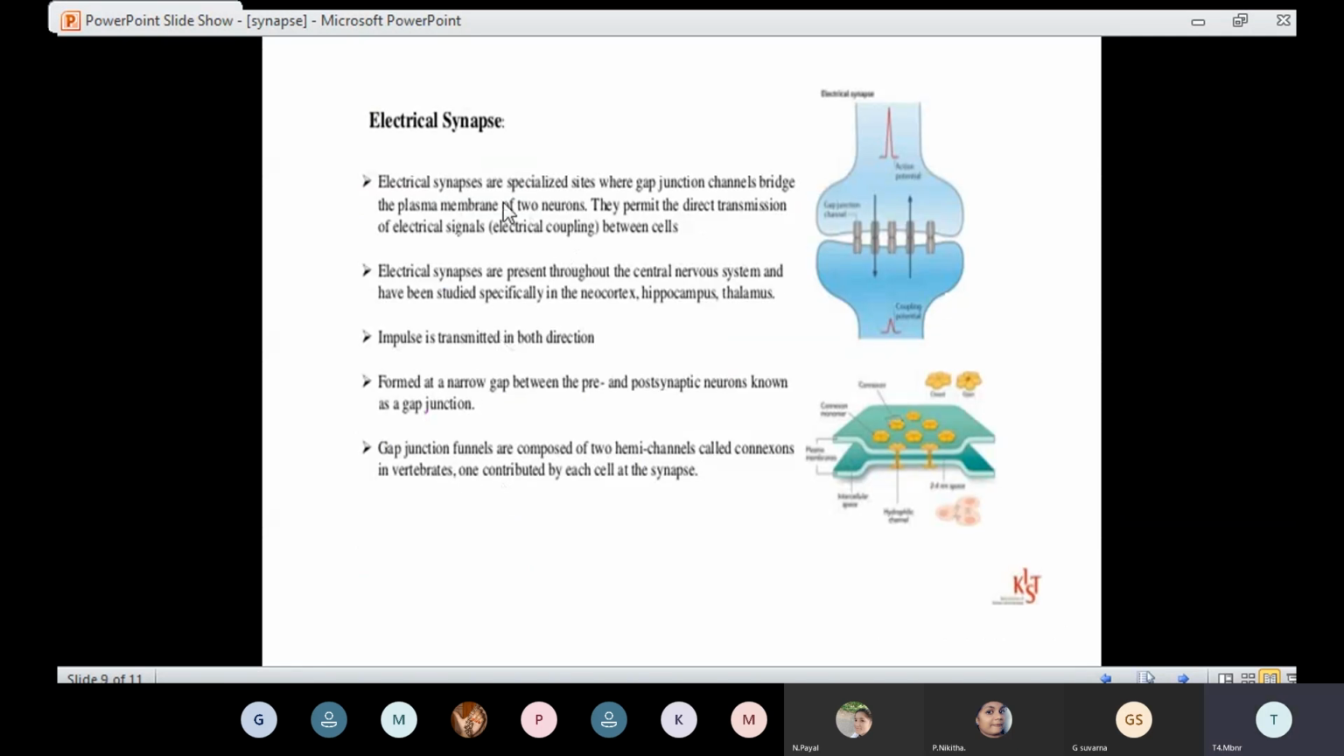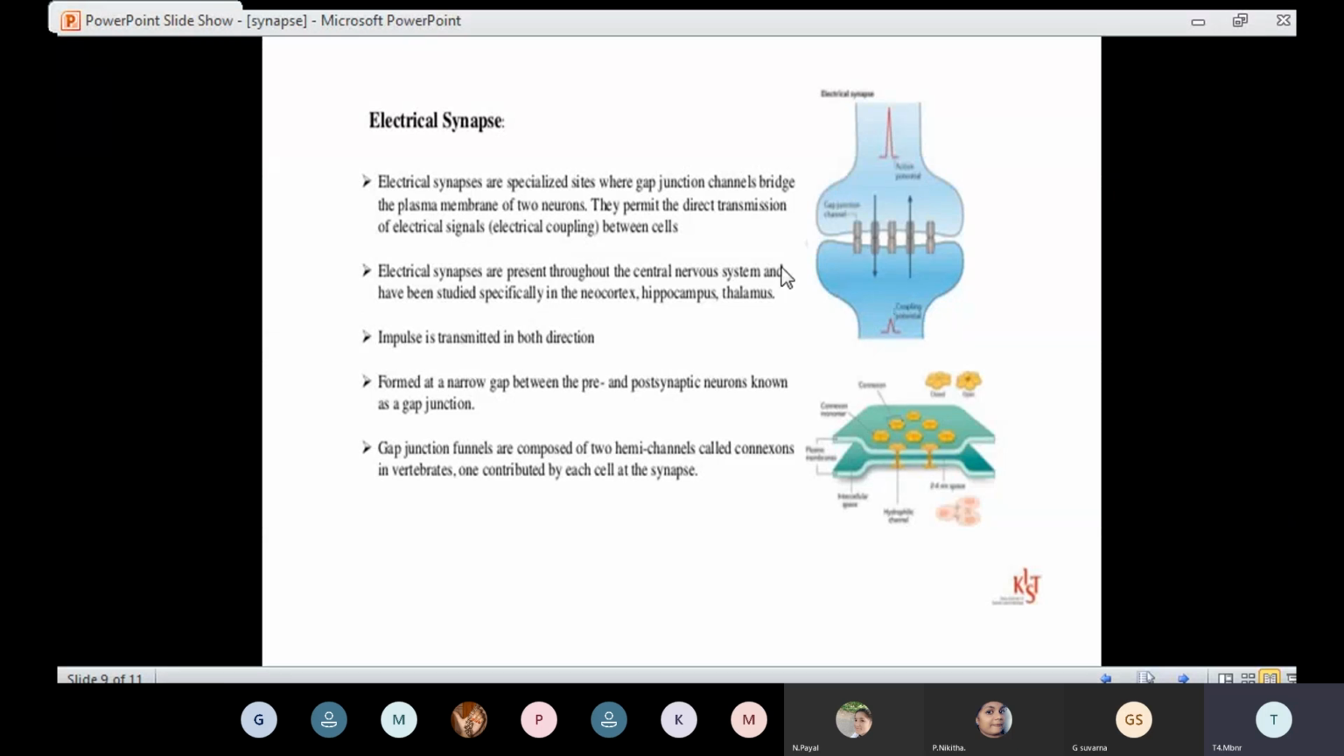Here you can see electrical synapses are specialized sites where gap junction channels bridge the plasma membrane of two neurons. See, here the gap junction joins the plasma membranes of the two neurons. They permit the direct transmission of electrical signals between the cells, from here to here. Electrical synapses are present throughout the central nervous system and have been studied specifically in the neocortex, hippocampus and thalamus. In these places, it is specifically present.